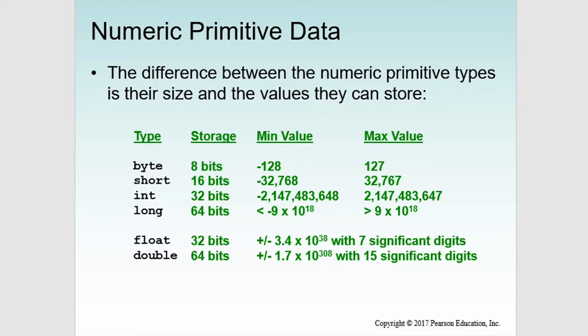For a byte, you should know that it can hold 2 to the 8th possible values. For a short, 2 to the 16 possible values. For an int, 2 to the 32 possible values, and so on.